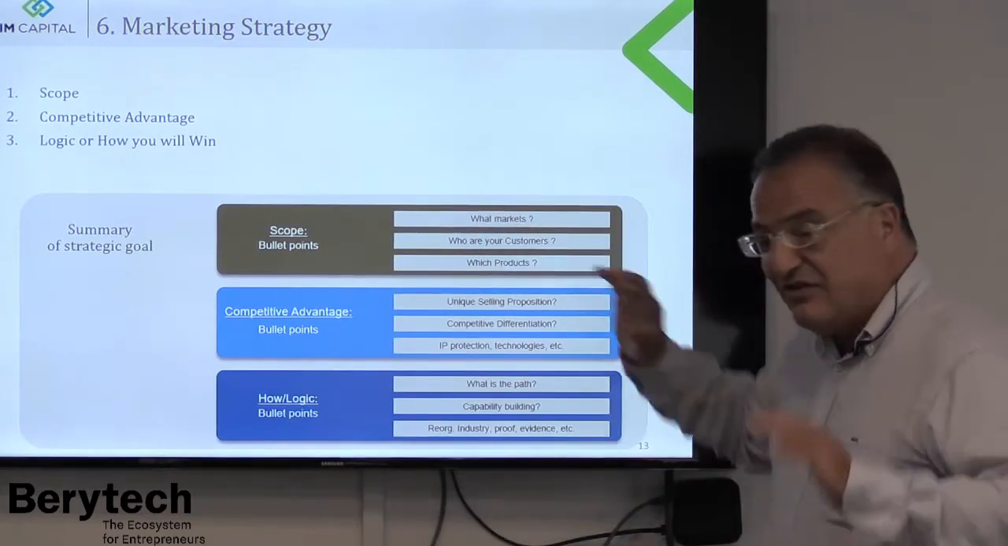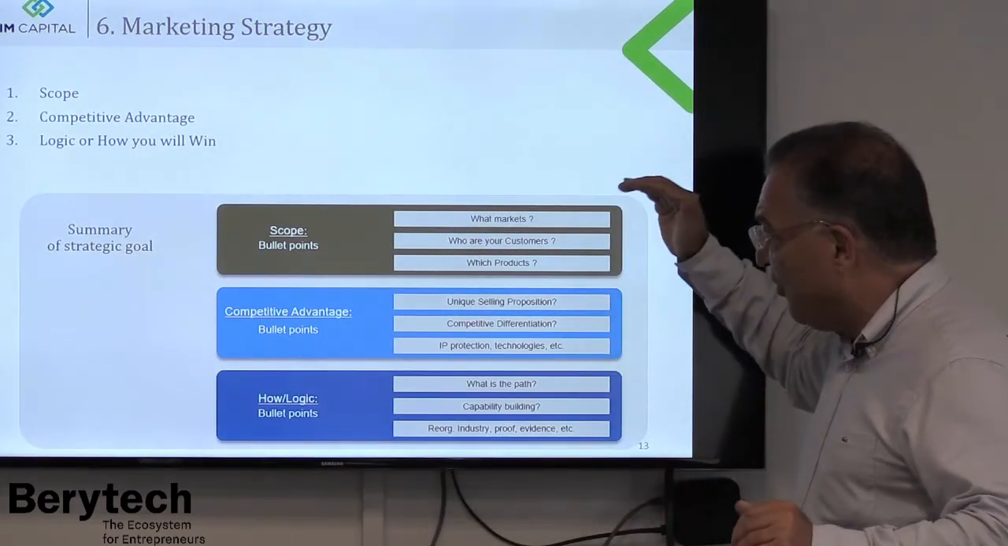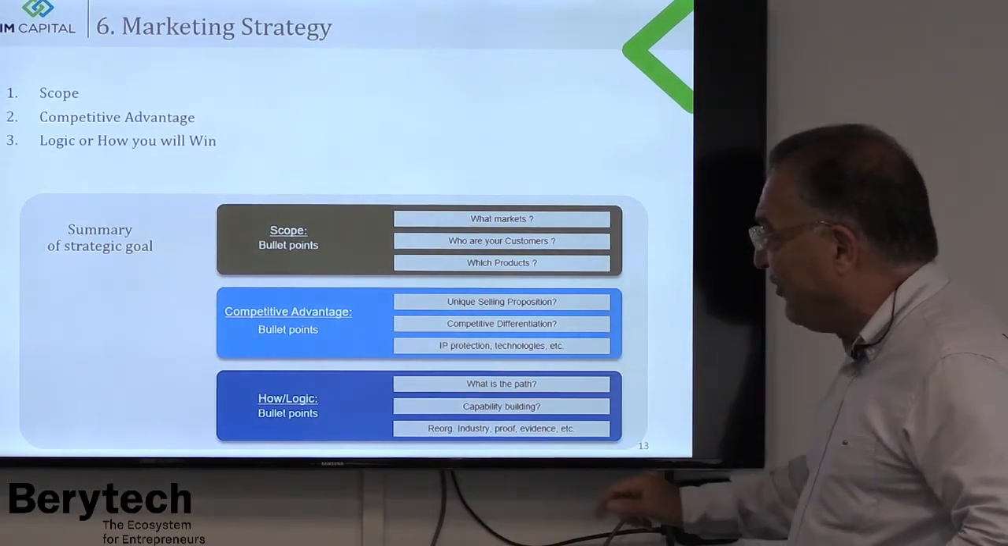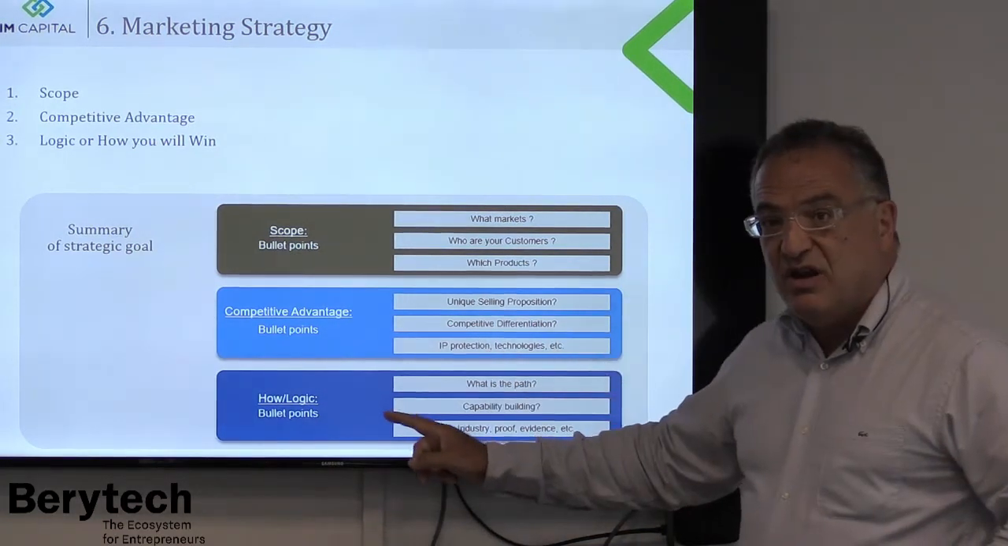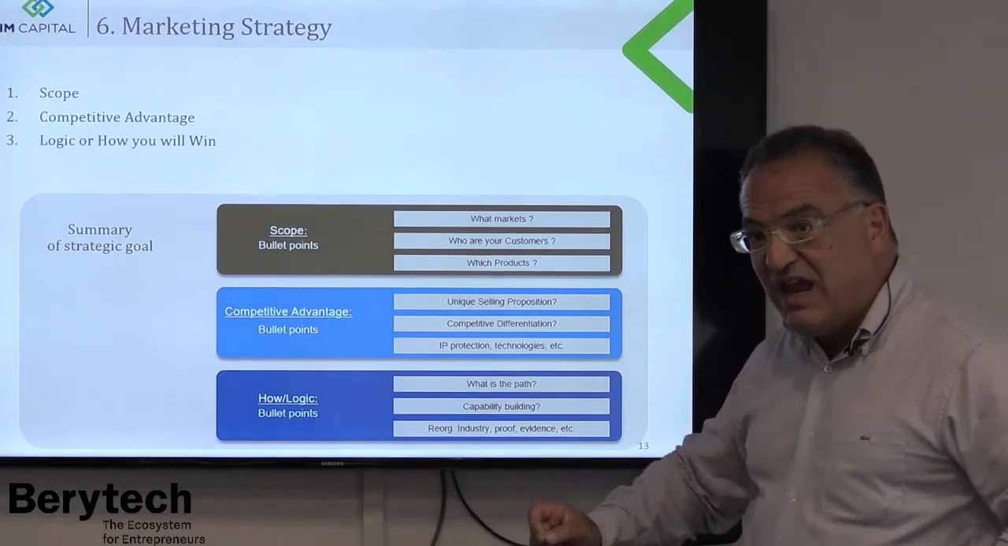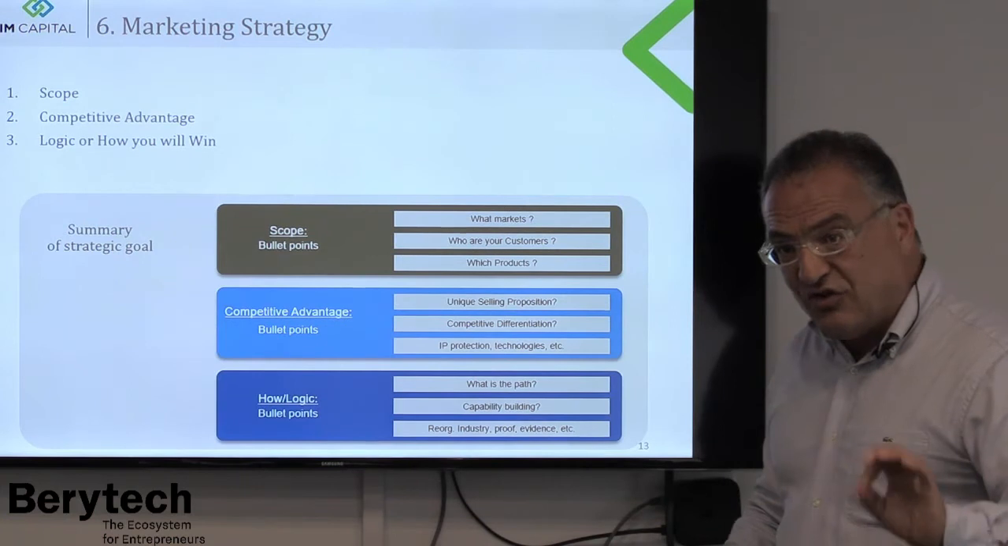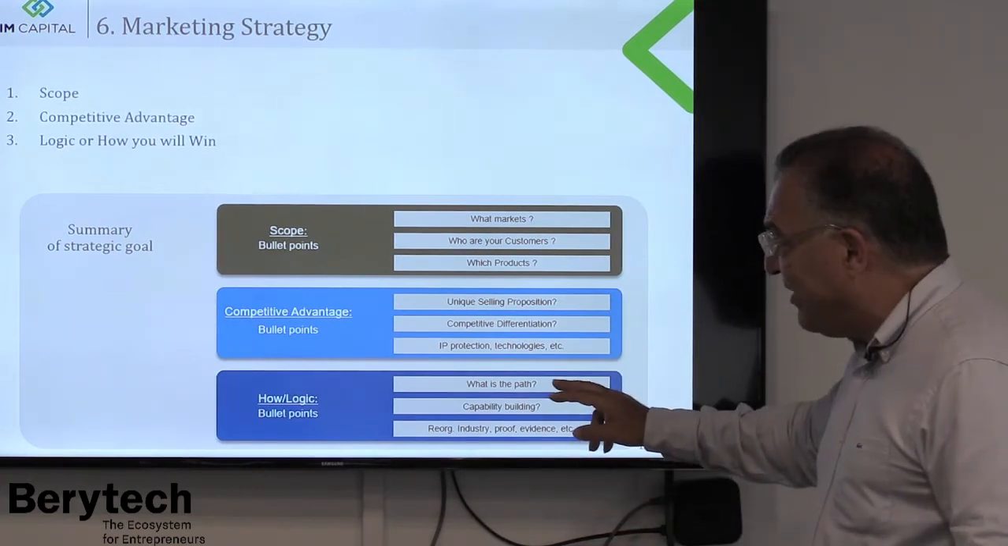So the first thing is the scope. Scope is your product, the customers, the market. What is your competitive advantage, and why would you win? Why are you going to win today, and why are you going to win in 3 or 5 years? And they're not easy questions to answer. So here, what is the path?